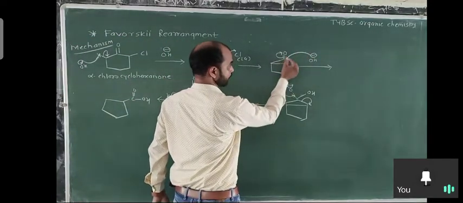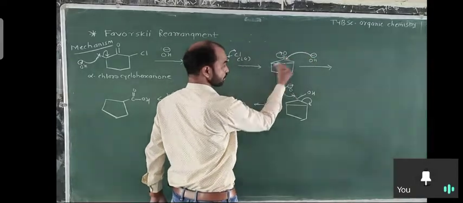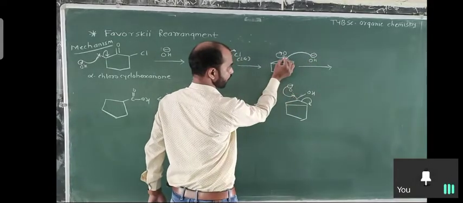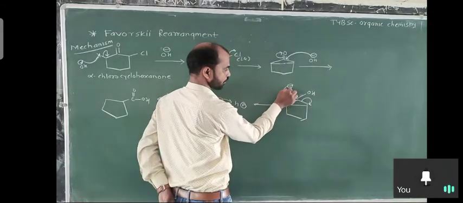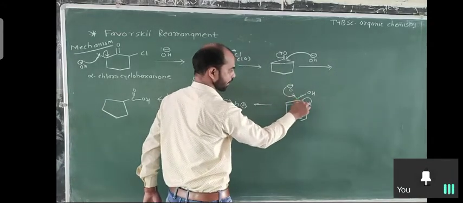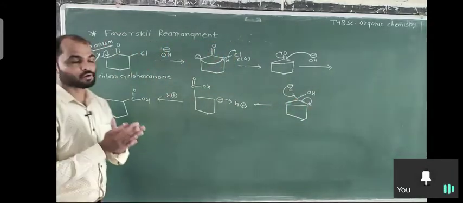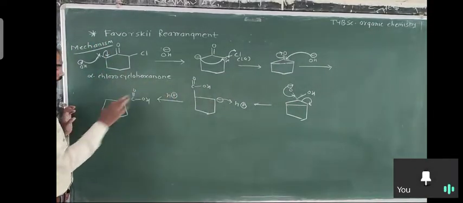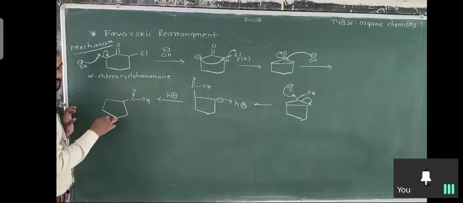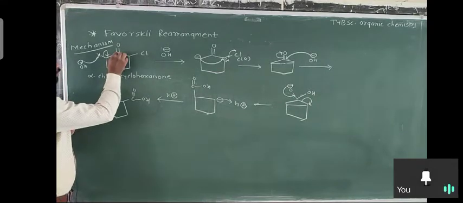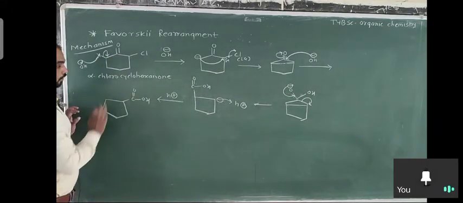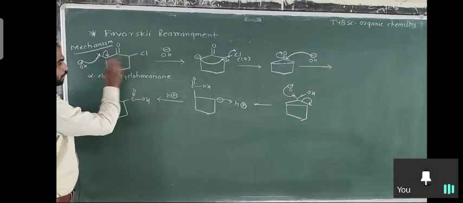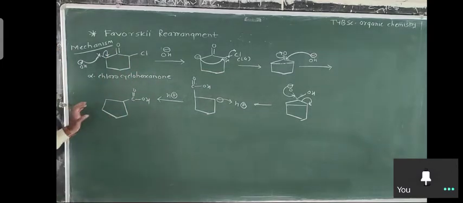this intermediate accepts the OH minus. When OH minus attacks on the carbonyl carbon, there is a formation of O negative. This will come back and open the cyclopropanone ring. So due to this, there is a ring contraction. It means this carbonyl carbon goes outside, and there is a formation of a 5-member ring. So this is all about the mechanism.